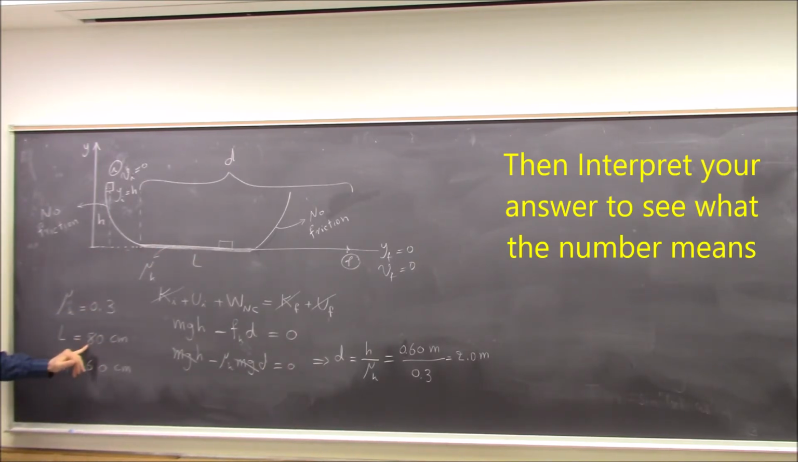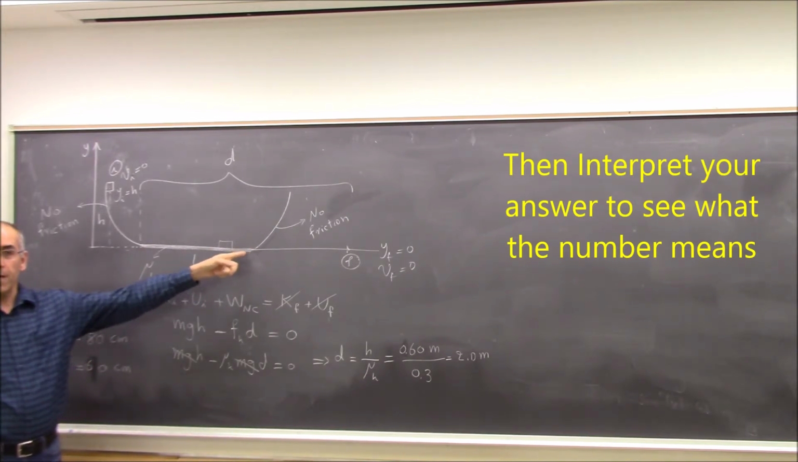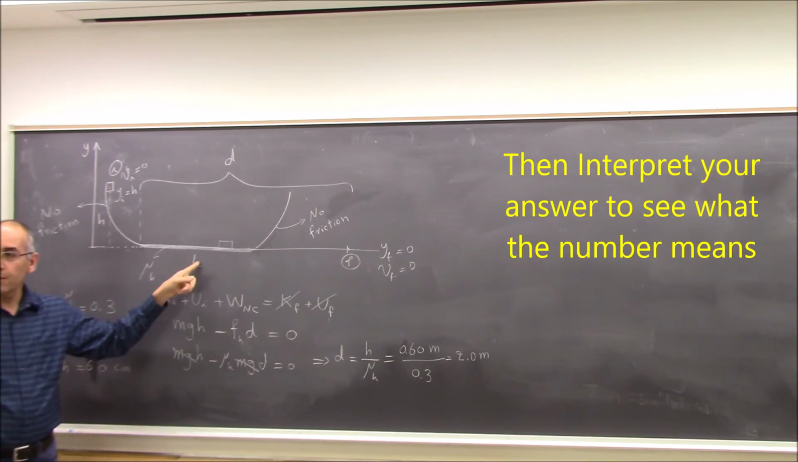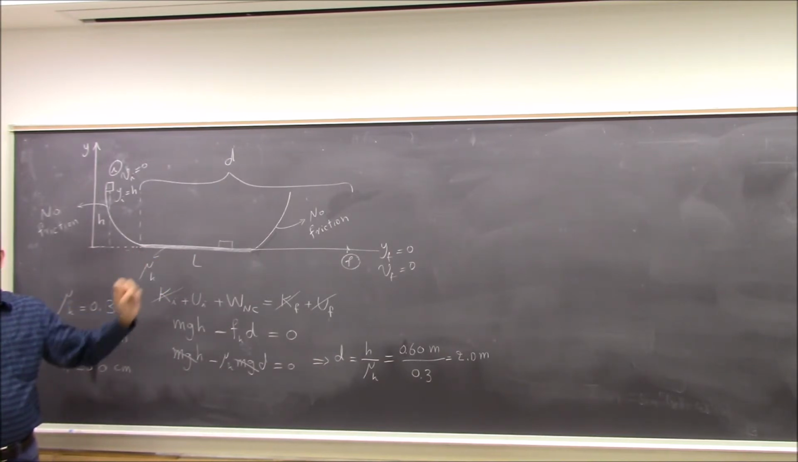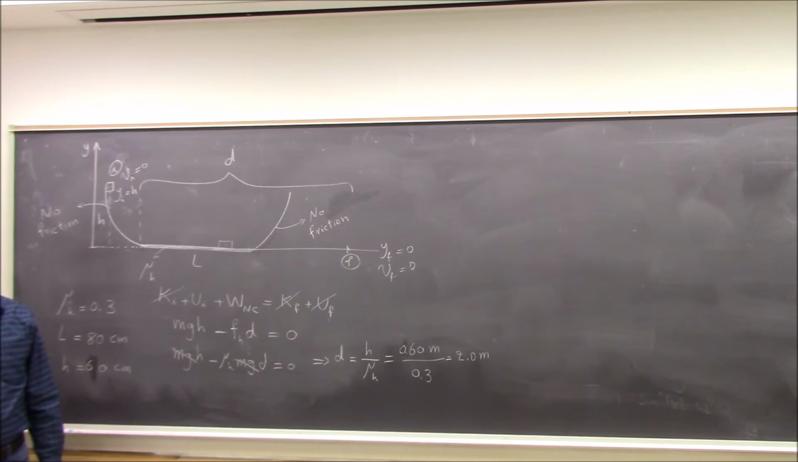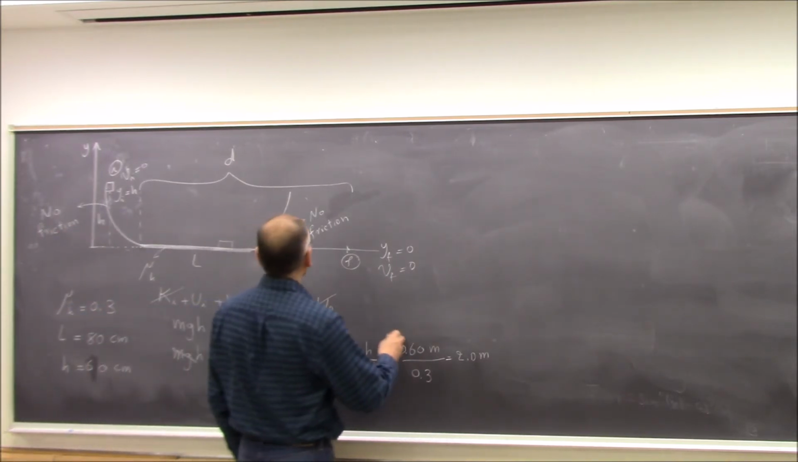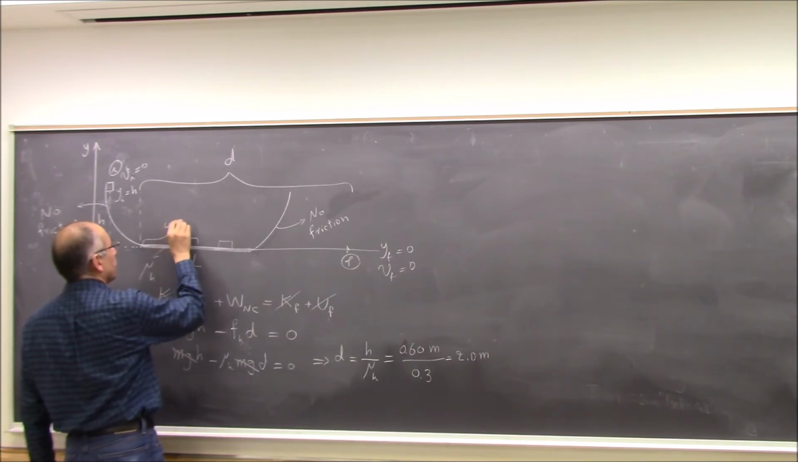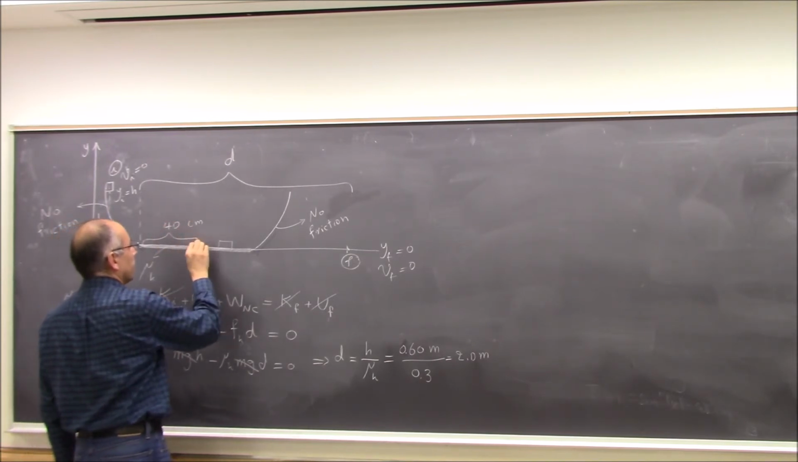But if L is 80 centimeters, it means that it will go 80 centimeters and come back 80 centimeters, that's 160, then it needs to go 40 centimeters to stop. So the distance will be 40 centimeters. So this distance from here to here is 40 centimeters. There it stops.